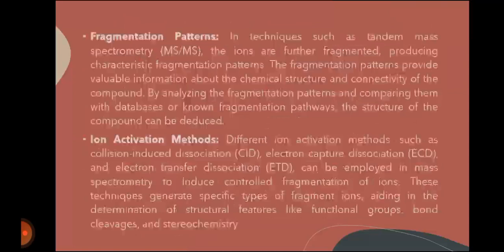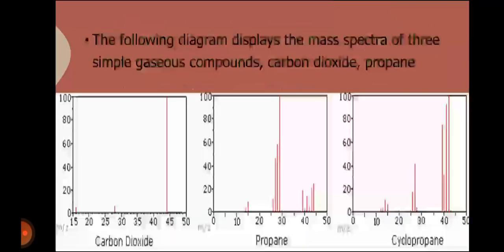Different ion activation methods such as collision-induced dissociation, electron capture dissociation, and electron transfer dissociation can be employed in mass spectrometry to induce controlled fragmentation of ions. These techniques generate specific types of fragment ions, aiding in the determination of structural features like functional groups, bond cleavages, and stereochemistry. The following diagram displays the mass spectra of three simple gaseous compounds: carbon dioxide, propane, and cyclopropane.